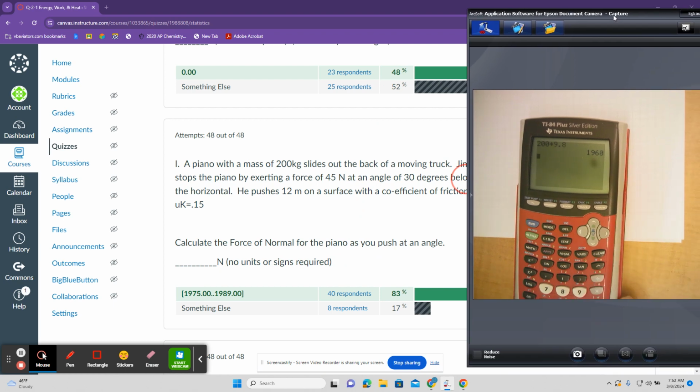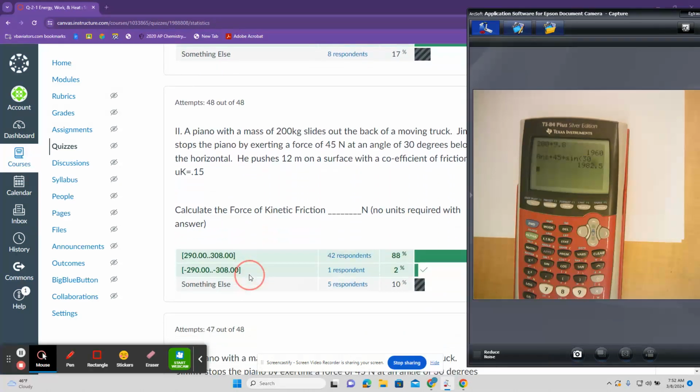So to get the normal force, I have to take the hypotenuse and multiply by the sine of the angle. My angle this time was 30 degrees. 45 sine 30. So there we go. 1982.5. You see that fits in between this range nicely. 83% of us were able to do that.